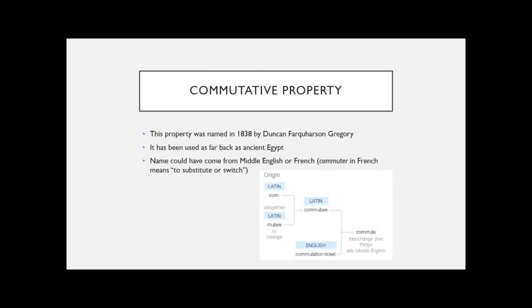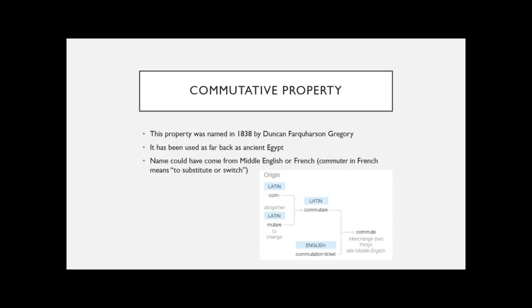The commutative property, which I'm going to focus on today, I did some research on the history of because I was curious. It was named in 1838, but there's evidence that it was used all the way back in ancient Egypt. It just didn't officially get its name until the 1800s, when they started standardizing math and deciding on the symbols we learned about this week. That was where it came up with the name.